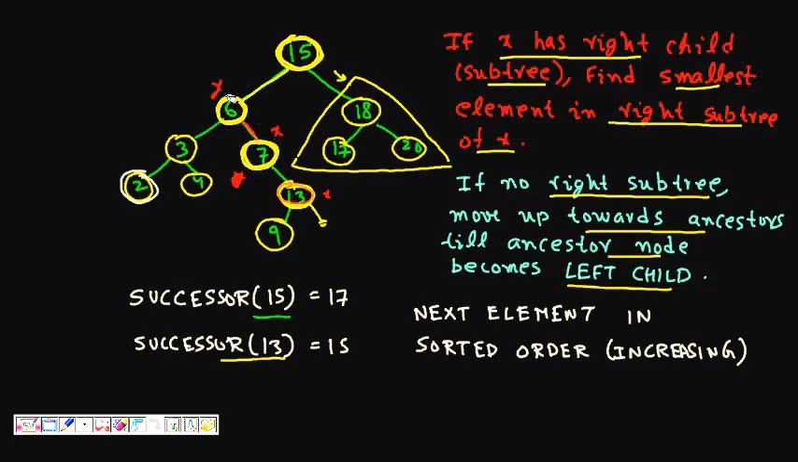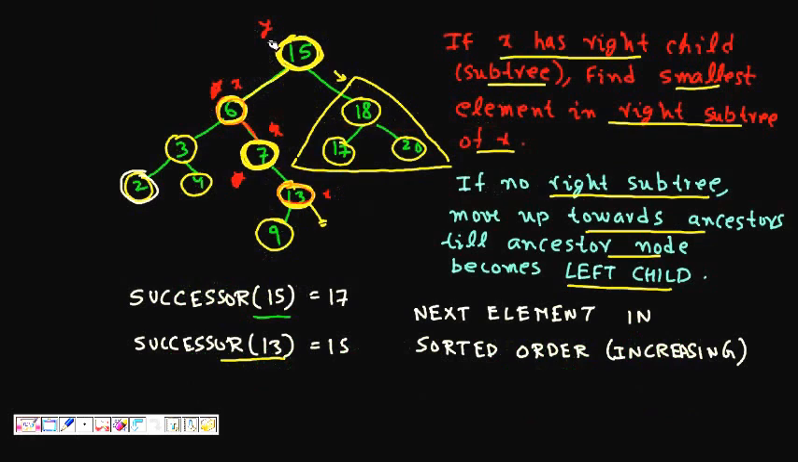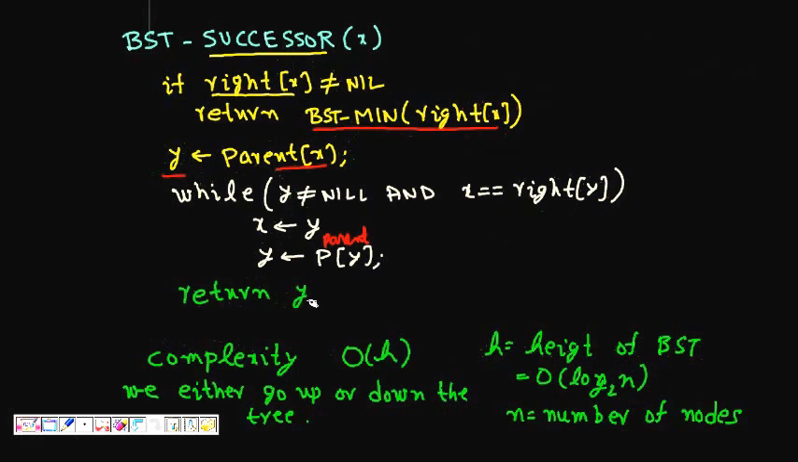So now I come here, then again I check in the while loop, is x the right child of y and y is not null? Yes, it is true. So I make x equal to y, x also comes here, and y is the parent of y. So y comes here. Now y is not null and x is not the right child of y. So this while loop breaks and we have y here, which is the successor of x. So we return that, and hence the code.